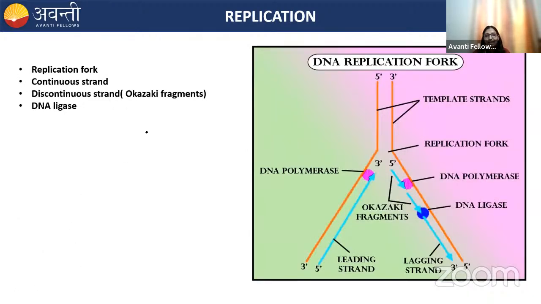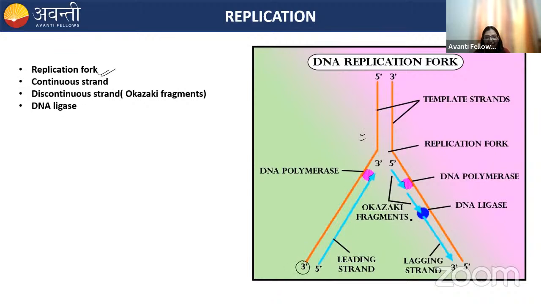Now, we know that we cannot separate the entire DNA in just one go because it requires a lot of energy. So we always open a small portion of the DNA, and it leads to the formation of the replication fork. This is the replication fork.